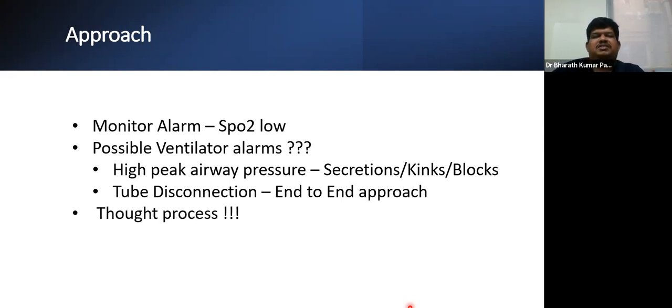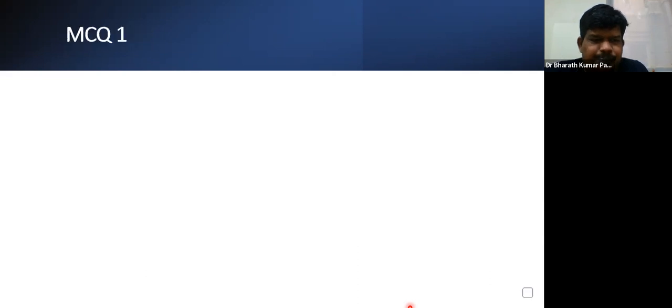And the thought process that should begin here, as I said, depends upon the alarms we find out, and if there is no alarm at all, but only a monitor alarm that is telling us that the saturation is low, it could be because of the worsening pathology of the patient. It can be either hospital-acquired pneumonia or ventilator-associated pneumonia, or there could be worsening in the disease process of ARDS as well, with which the ventilator requirement increases either in the form of PEEP or proning or going to the final step of VV ECMO.